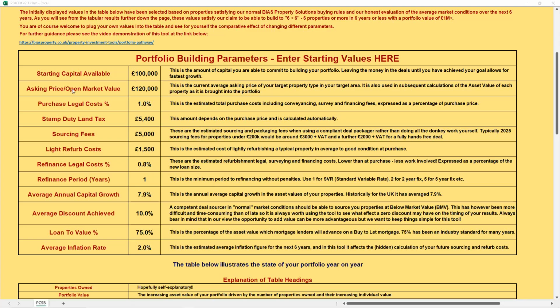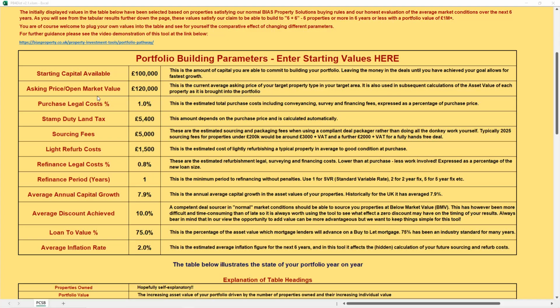But yeah, the asking price, the open market value. These are values which aren't achievable all around the country, so if it doesn't work in your area for the values which you've got, you may have to consider investing remotely, but that's basically where you use the services of a reliable, compliant sourcer. They can do everything for you.